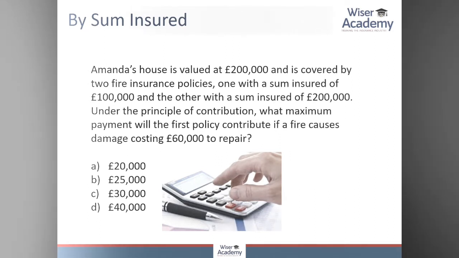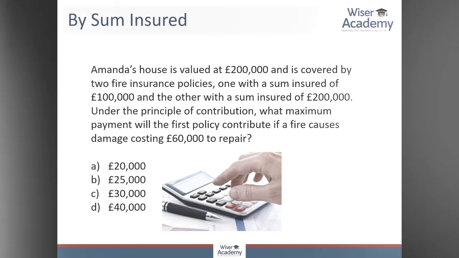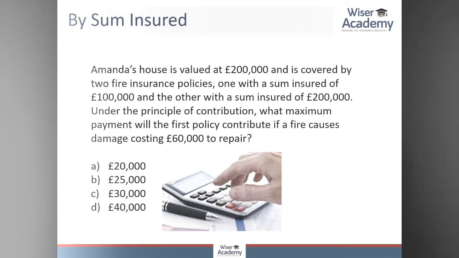But what we're going to try and work out is how much the first insurer, the one with the sums insured of £100,000, would contribute towards the loss. So the rest of the question says, under the principle of contribution, what maximum payment will the first policy contribute if a fire causes damage costing £60,000 to repair? Okay, so in essence, we're going to have to do a little calculation.